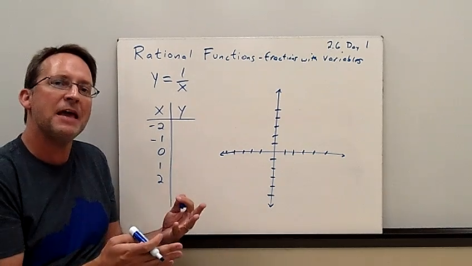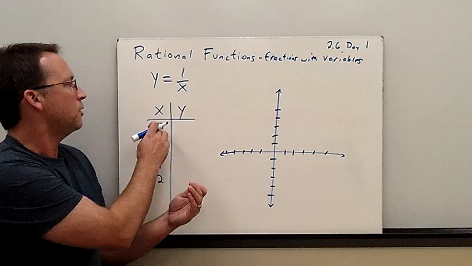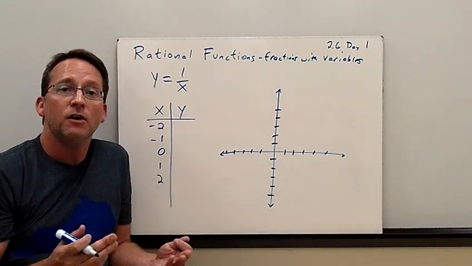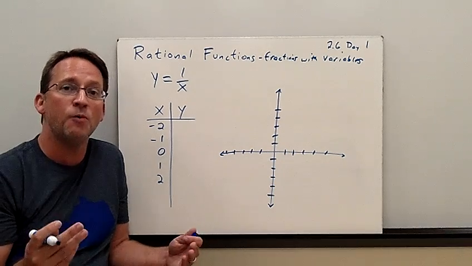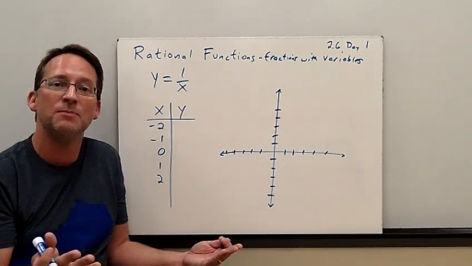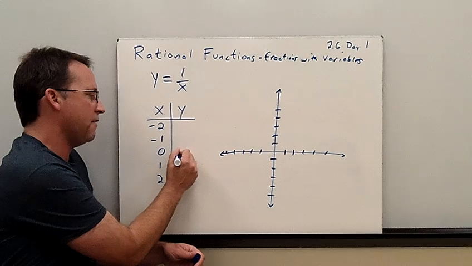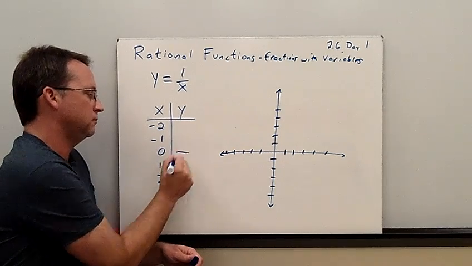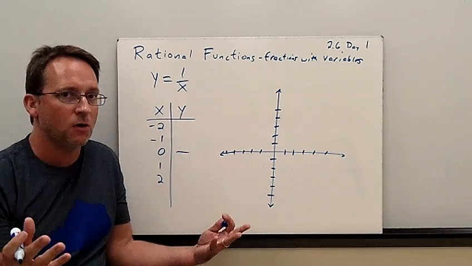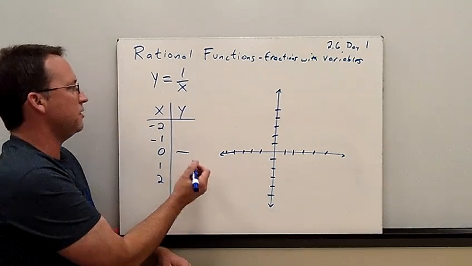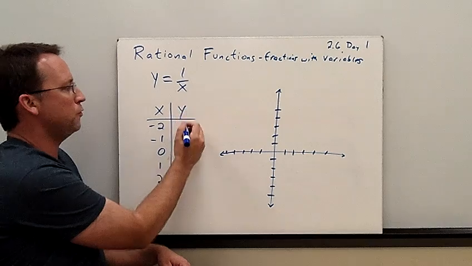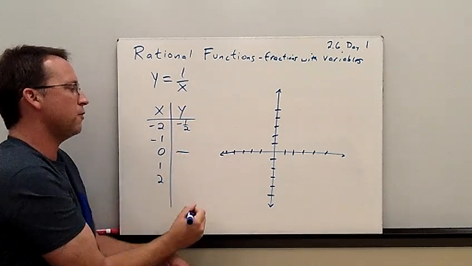If you start thinking about making an xy table, plugging in values in here, you'll notice right away that we can't use every single x value. We have a domain restriction where x can't be 0, right? We don't have a value there, which means we're not going to have a point on our graph there. Think about these other values. If we plugged in -2 for x, we have -1/2 for y.